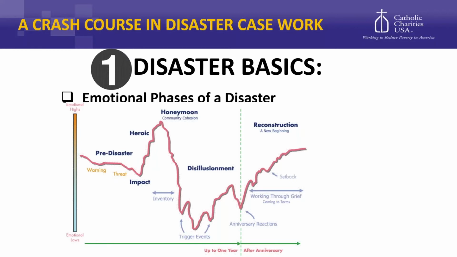There's some ebbs and there's some flows. And there's some trigger points where there might be an anniversary of the event. So that might cause some reactions. But if you look to the right, and as that red line starts to go up, you can see that's the reconstruction phase. And that is where your disaster case management comes in. That's where hope starts to happen. And if you look at that green arrow down below, to the left, you can see that can be up to 1 year. And then the green line to the right that's after an anniversary event. And that's when things start to really pick up. And that's where recovery really takes place.